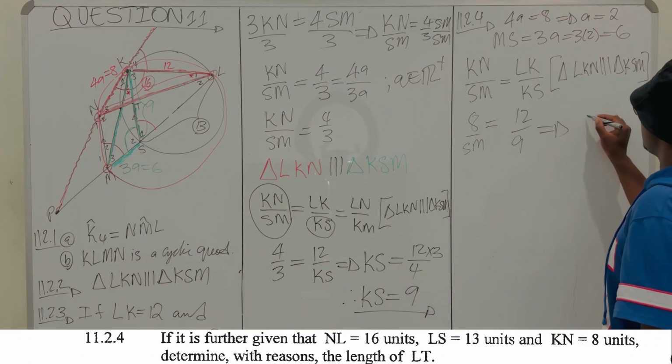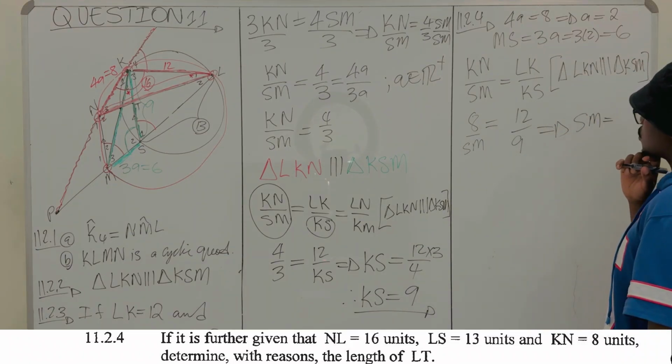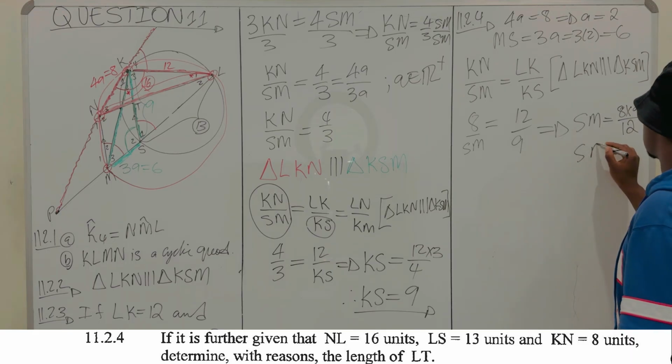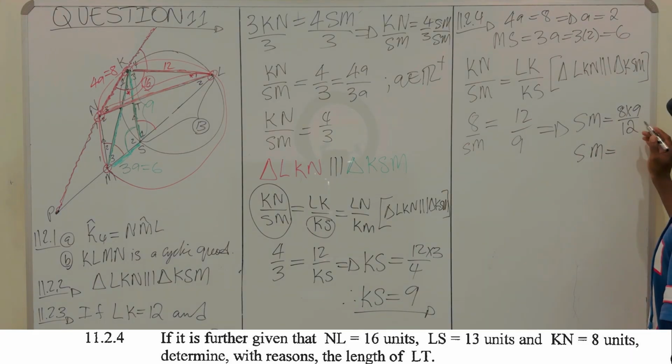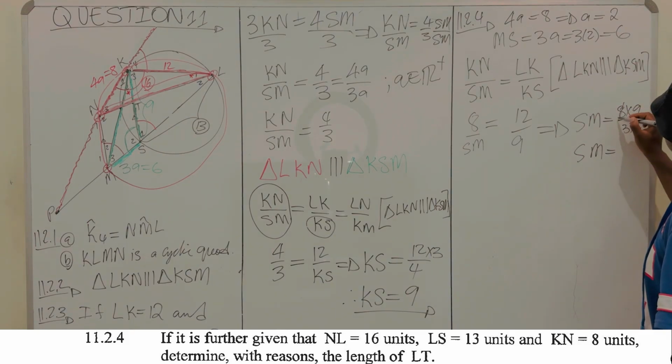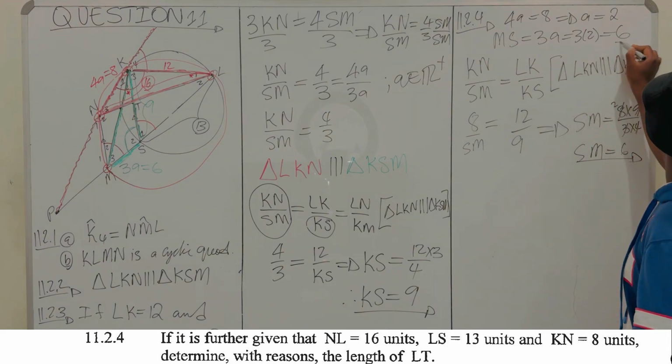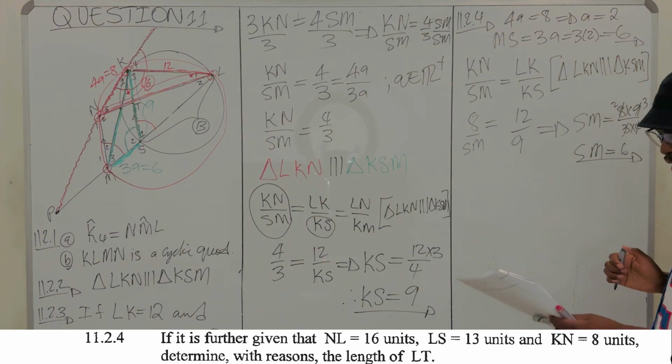So if you solve for SM, you find that SM is equal to 8 times 9 over 12. If you look at this, this is 12, and the 12 is 3 times 4. So this 4 will cancel with the 8 and we'll have 2, and the 9 and 3 will leave you with 3. So this is 6. So this SM is the same as that one over there. So what do we do from here?